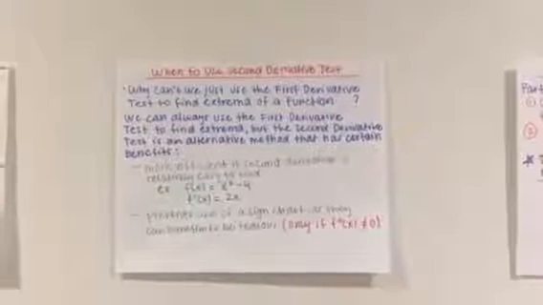Like in f of x equals x squared minus 4, f prime of x, or the derivative, is just 2x. It also prevents us from using a sign chart, as sometimes it can be very tedious, but only if f double prime of x is not equal to 0.